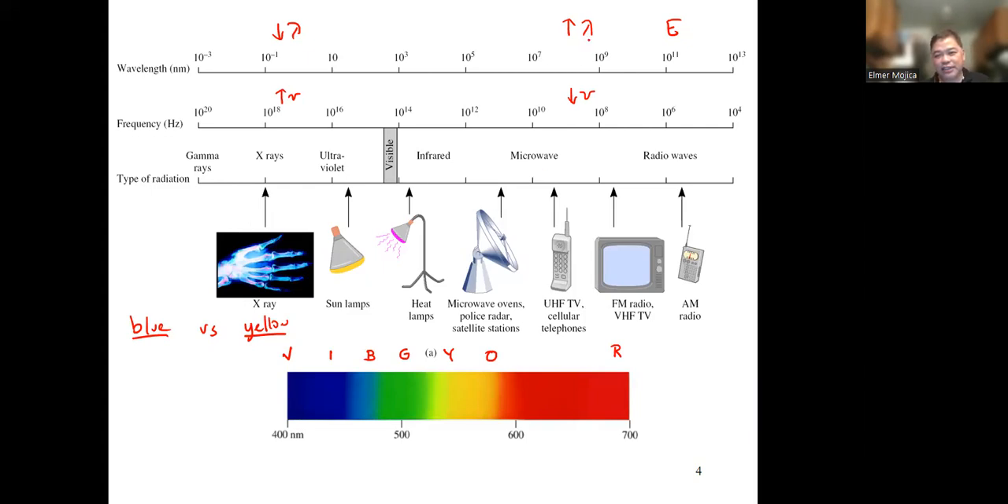The one that has the longer wavelength, usually they have what? Lower energy. And the one that has the shorter wavelength has higher energy.